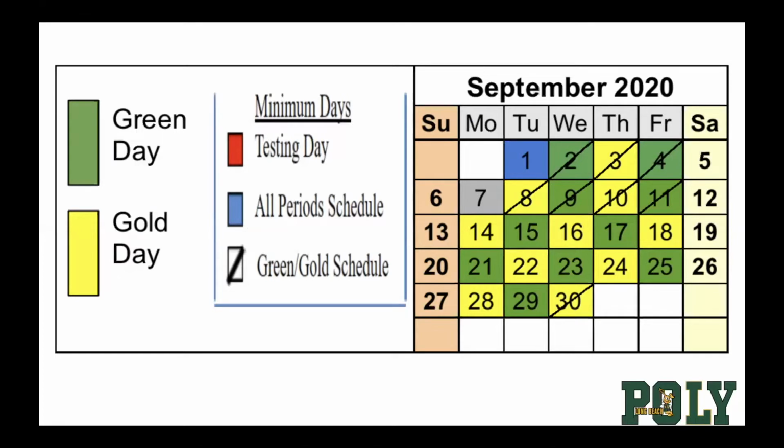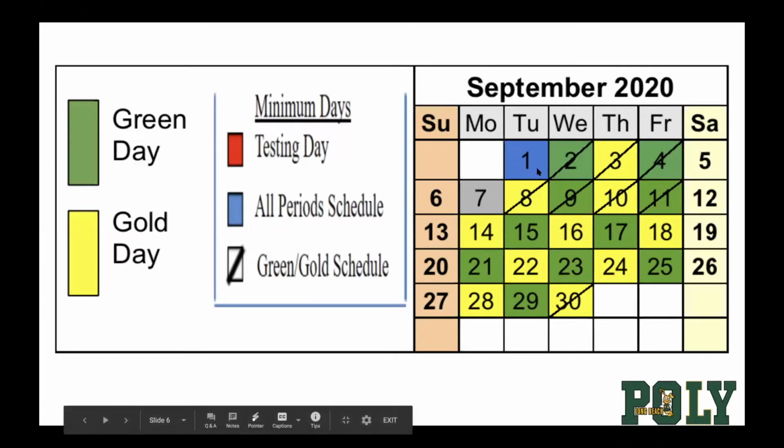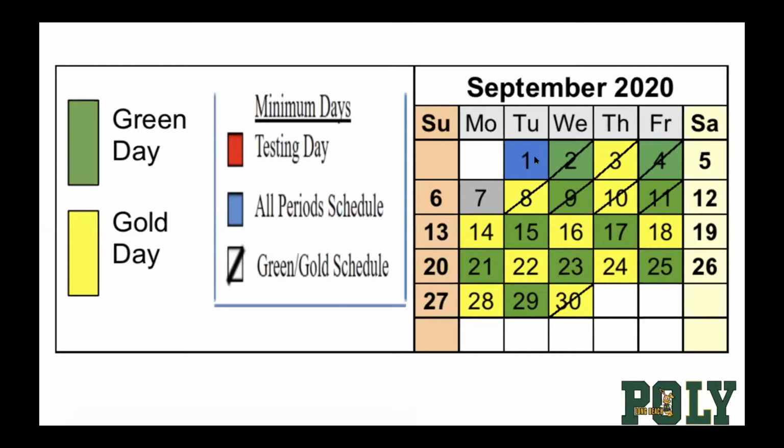If you see that blue box right here, blue indicates that you're going to be doing all of your periods. From then on, we rotate back and forth between green and gold days. Green signified by the green color and gold signified by the gold color, alternating back and forth. This gray box right here, that's a holiday. Don't come to school on that day, not even virtually. So again, green, gold, green, gold, green, gold, green, gold.